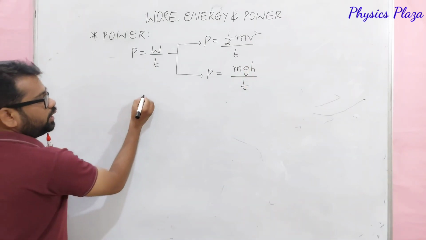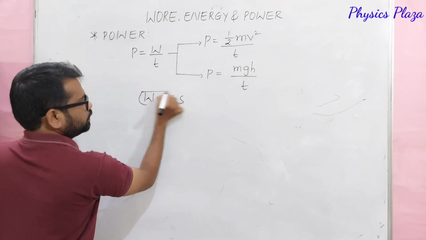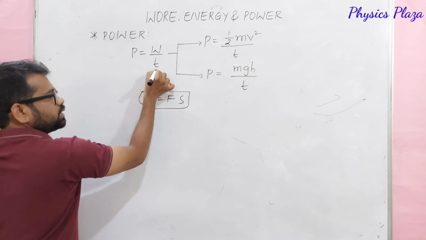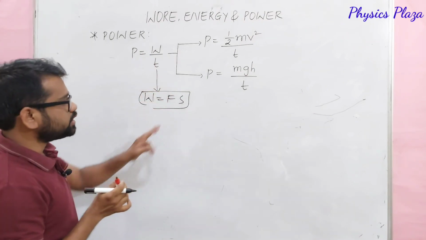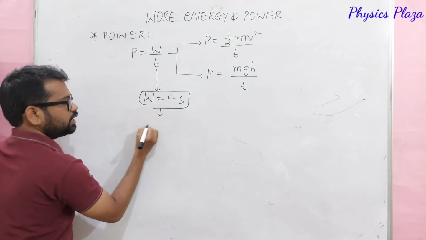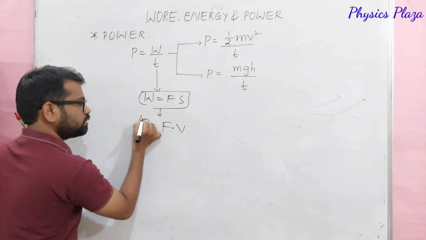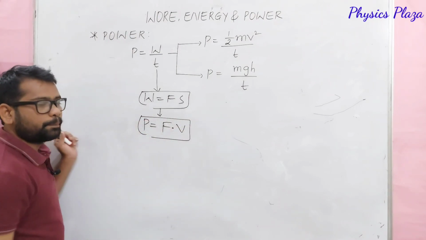Okay, children, fine. And W is equal to F into S. So in the place of W we can write F into S, and here S by t will become velocity. So we can write power is equal to F into v. So this is another formula to calculate the power.